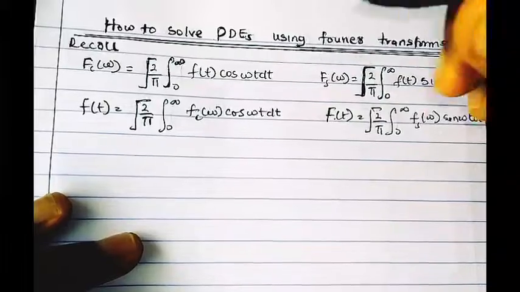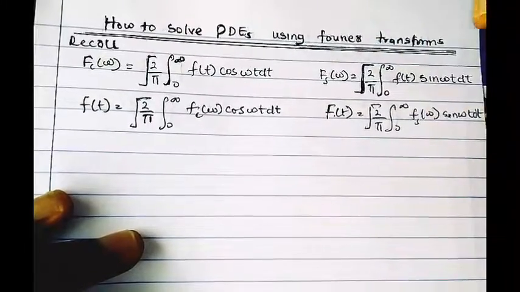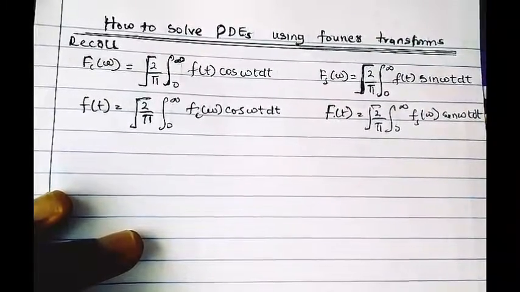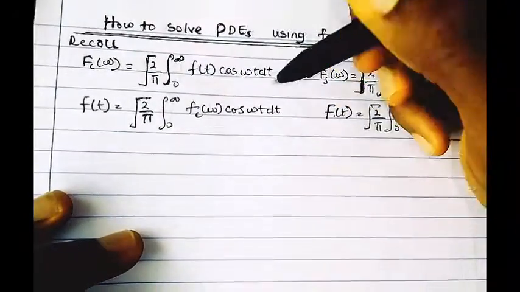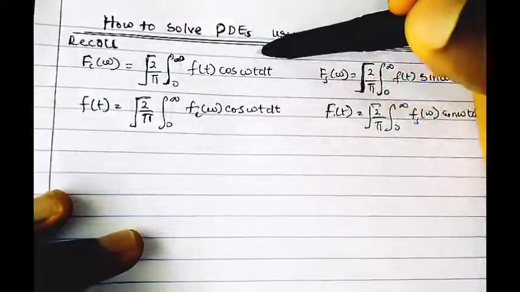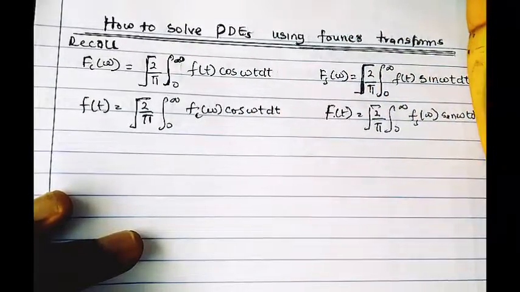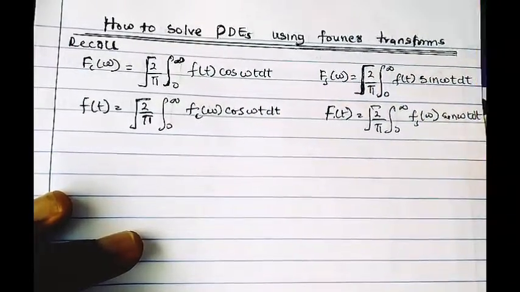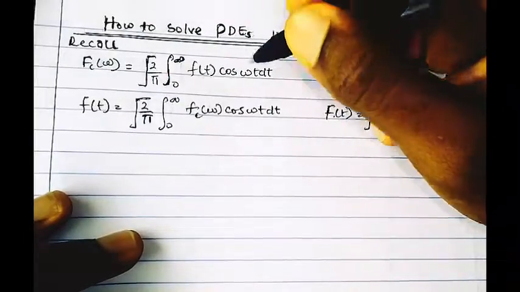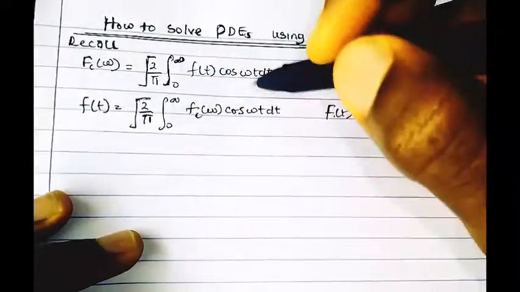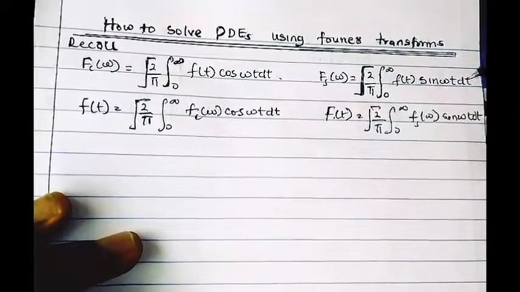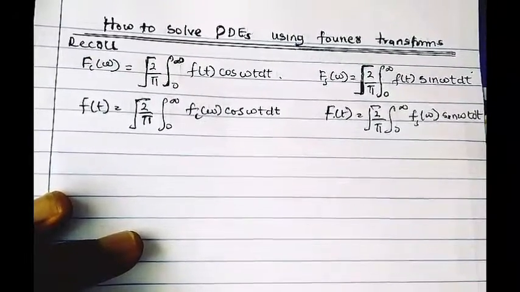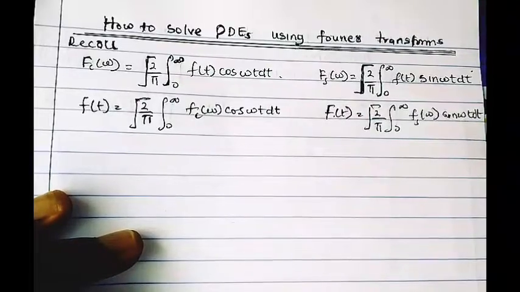We are going to be looking at how to solve partial differential equations using Fourier transform. In our last video on Fourier transform, we outlined the formula for the Fourier cosine transform of a function of t, denoted as this, and the sine transform, denoted as this. Now I gave you the general formula for the function of t, which is your inverse Fourier transform.